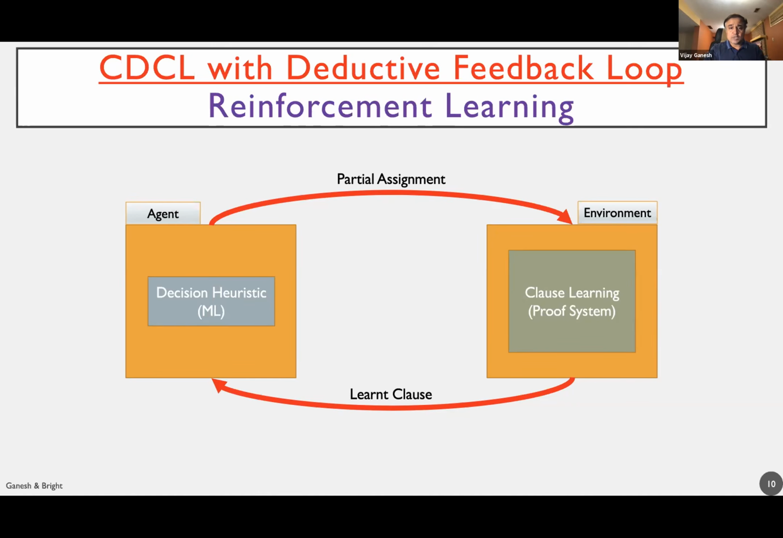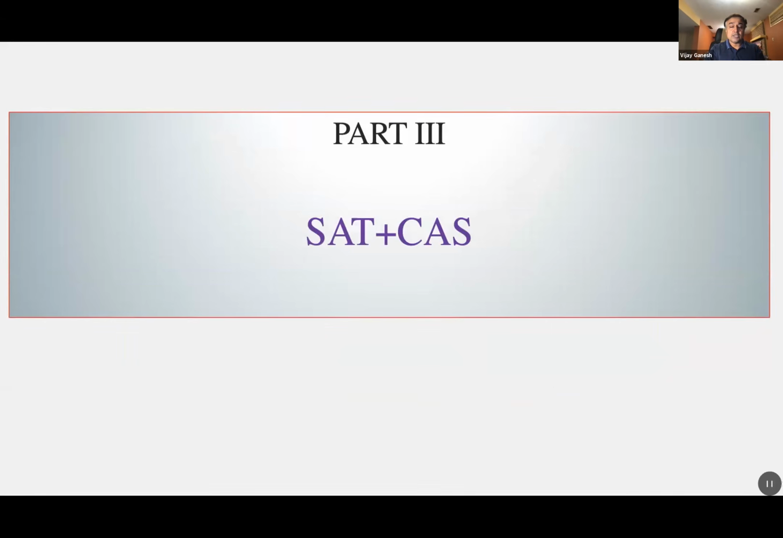So now the question was, how do we adapt this to the setting of combinatorial mathematics? This model works great for finding bugs in software and hardware systems. How do we modify this for the setting of combinatorial mathematics? So that's where I came up with this idea of SAT plus CAS. And with my students, we were able to solve many problems and build this tool, MathCheck, and its successors.